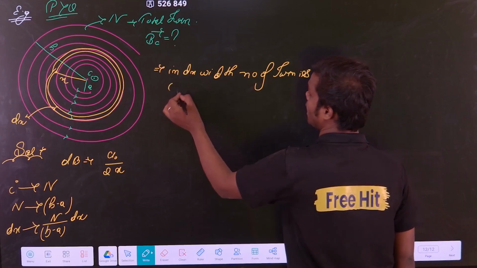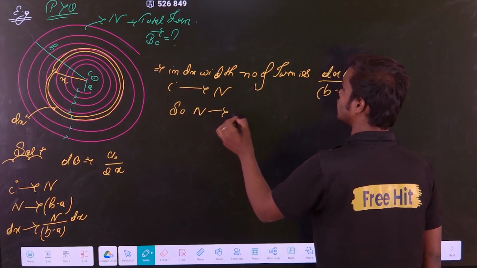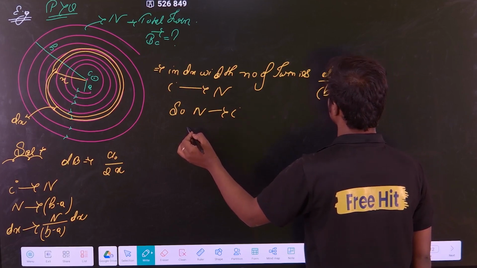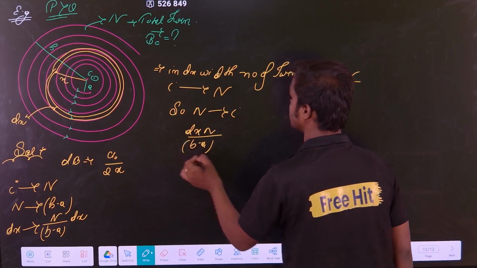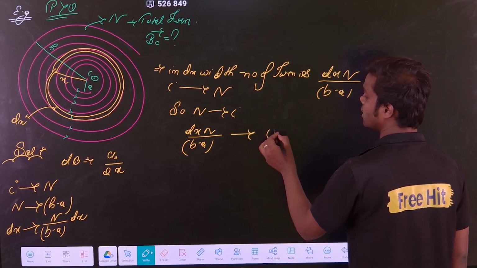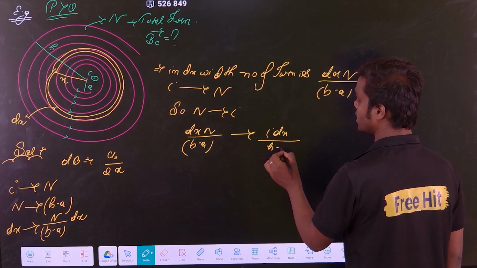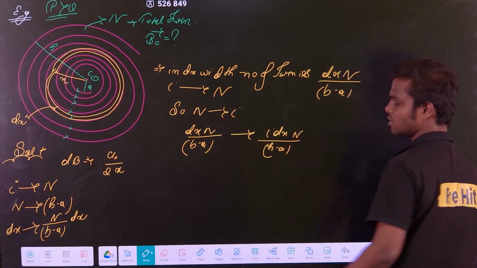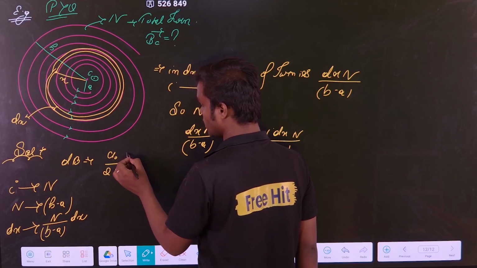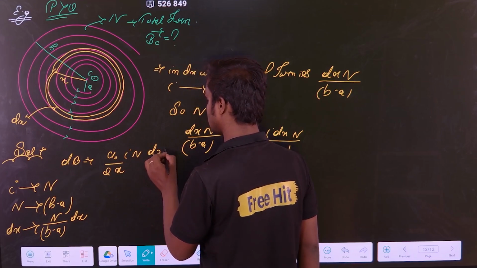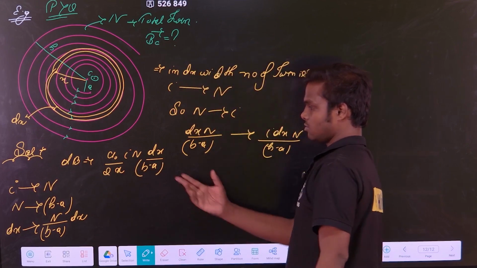And what is the current? I current is in N turns. So N turns is equivalent to I current. So dx into N divided by b minus a turns will have how much current? I dx into N divided by b minus a. This much amount of current it should have. Now just put the value, and you will get I N into dx divided by b minus a. Simple.